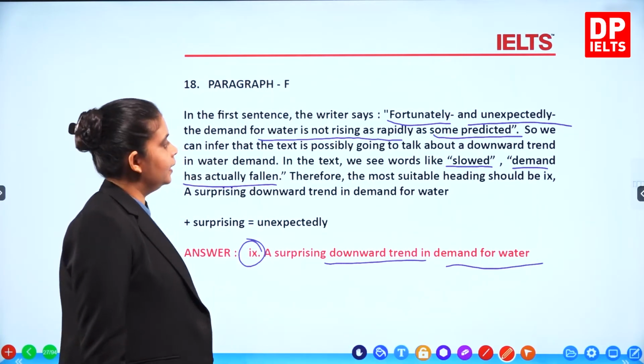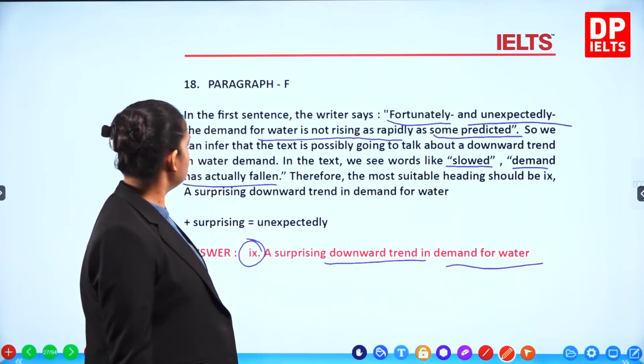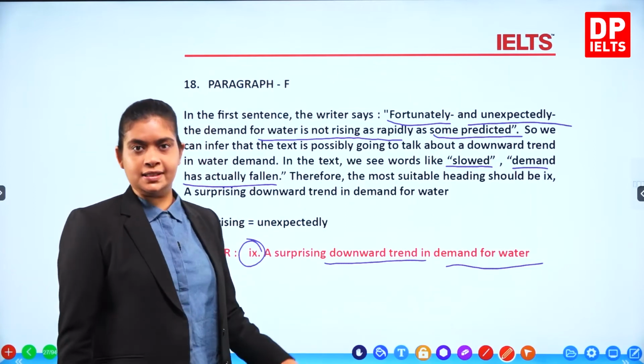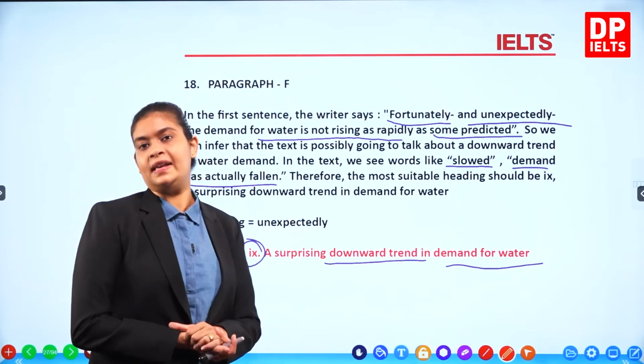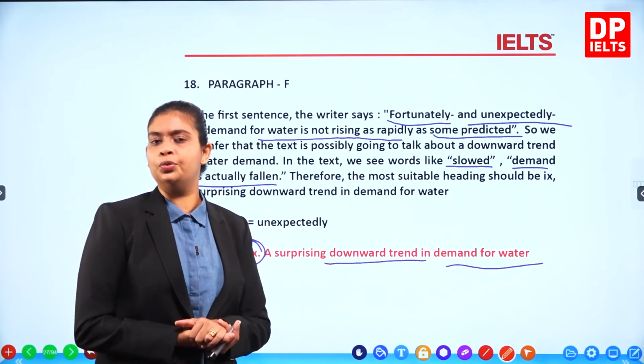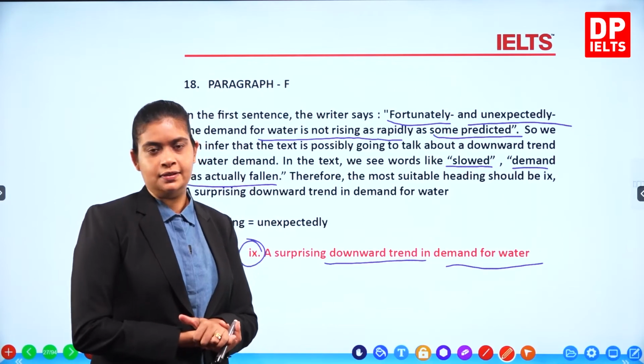Okay, now here you should be able to see how I pick up on the sentences and how I link the answer to the passage. That is very important for you to understand, right?